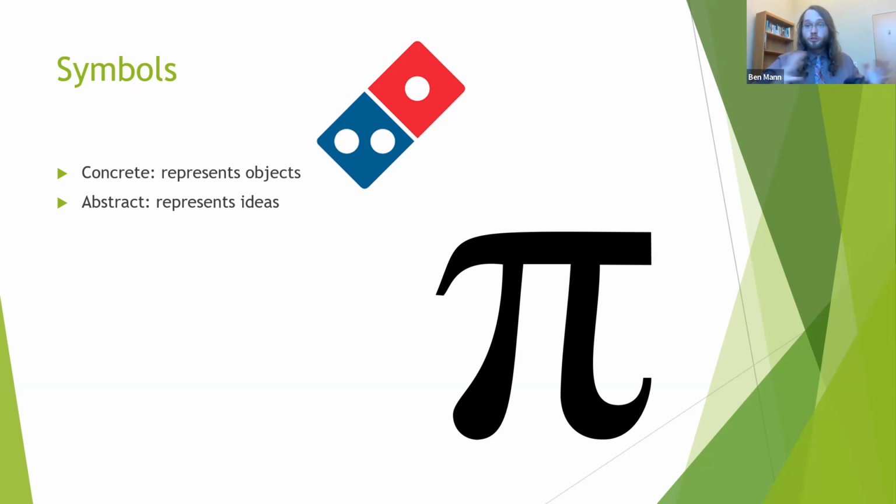Pi, of course, is an incredibly long number, 3.14159, et cetera, et cetera. It goes and goes. People do contests over how long they can memorize pi, but it stands in for a complex idea. And in that case would be an abstract symbol. So we use a combination of both concrete and abstract symbols like words to communicate.